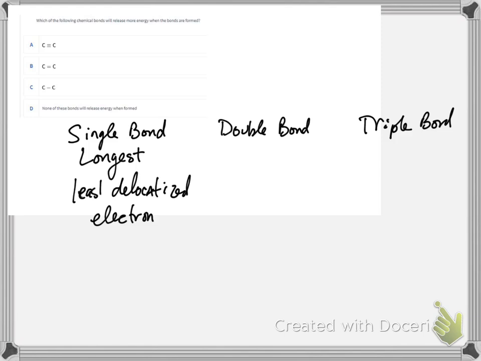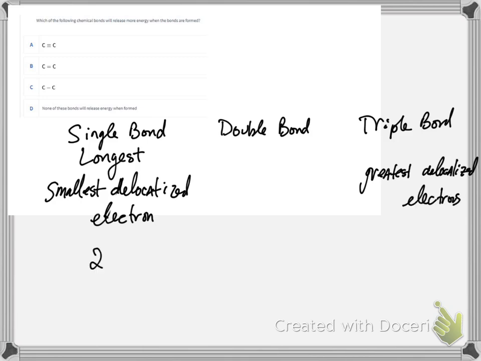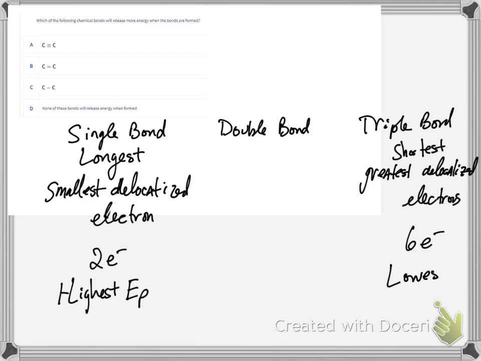The single bond only has 2 electrons delocalized, so the smallest number of delocalized electrons. The triple bond has the greatest number of delocalized electrons, a total of 6, which makes it stronger and shorter. So the highest potential energy is in the single bond with the longest bond. The triple bond is the shortest because it's stronger and it has more delocalized electrons.